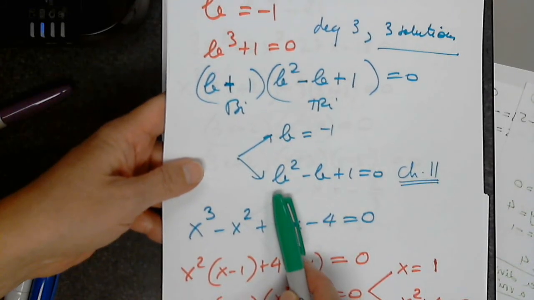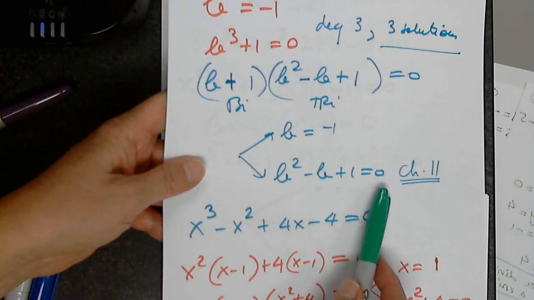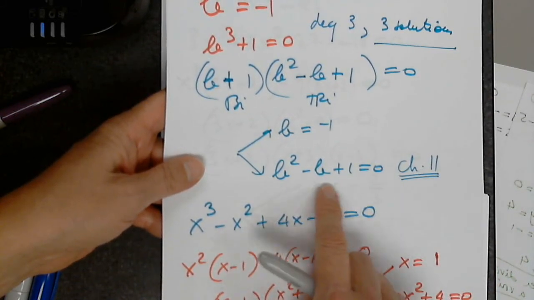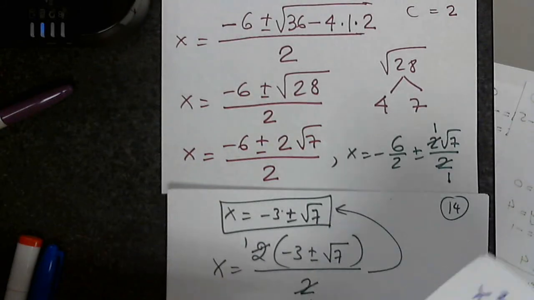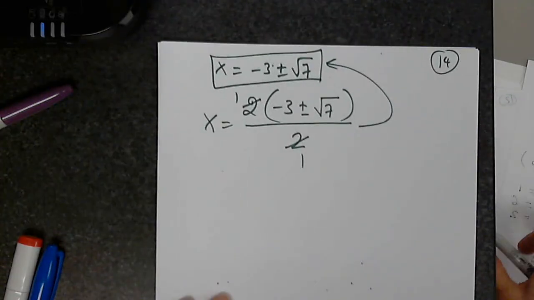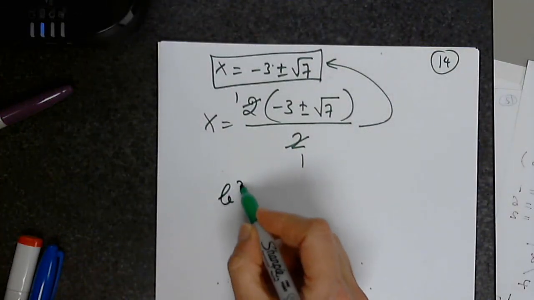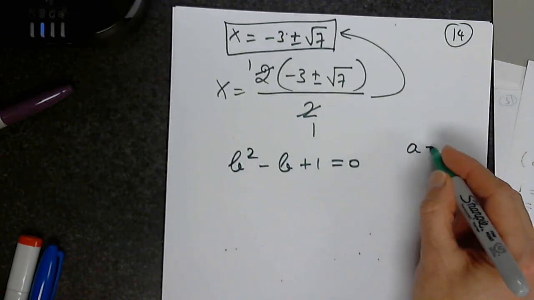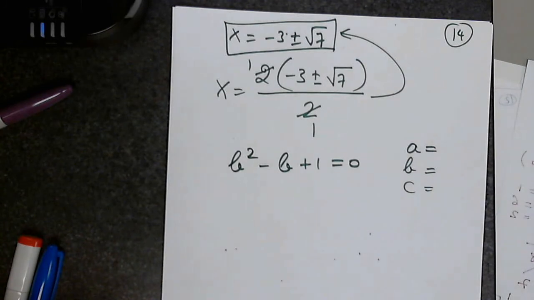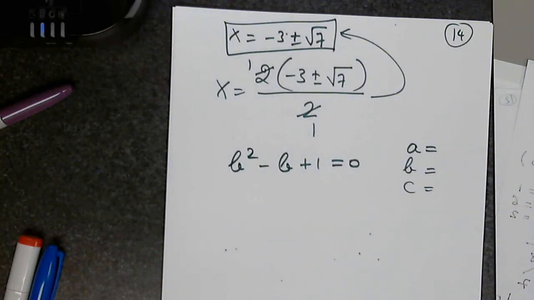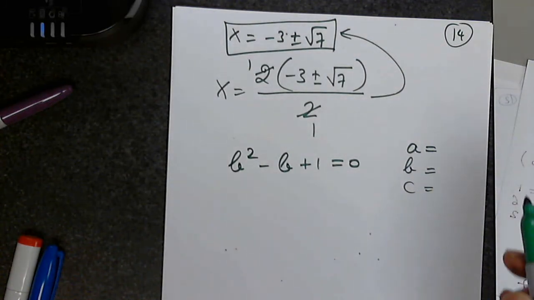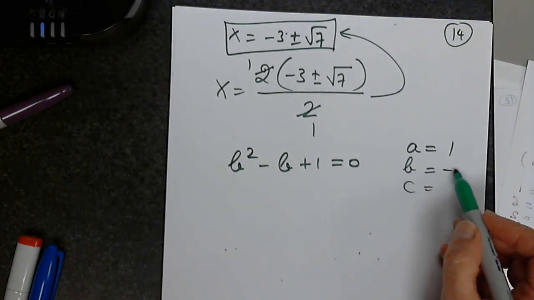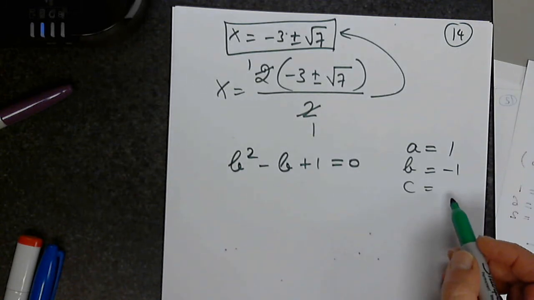b squared minus b plus 1 equals 0. I said we have to wait till chapter 11 because we did not know the quadratic formula. So let's solve that. So b squared minus b plus 1 equals 0. Let's identify a, b, and c. How much is a? How much is b? How much is c? Good.